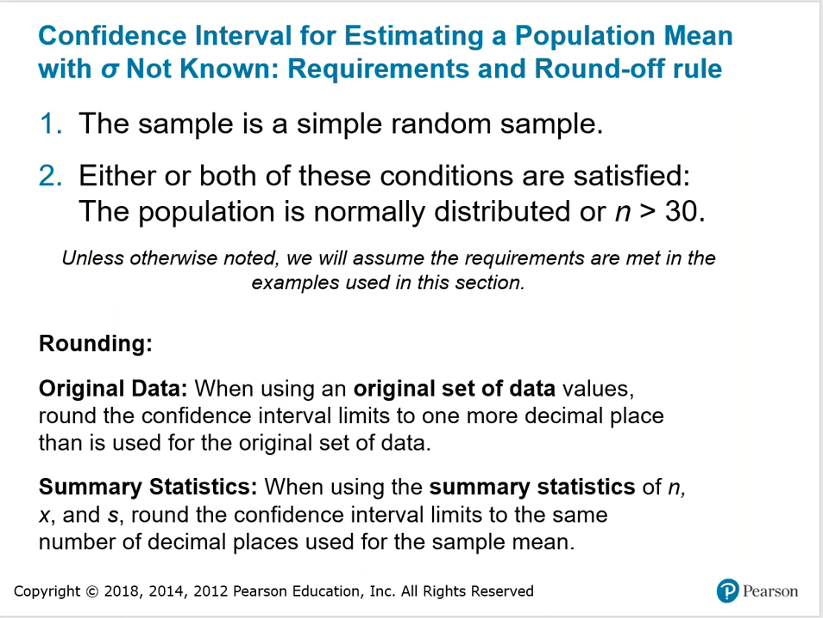The requirements that need to be met and the round-off rule. The sample is a simple random sample, and either or both of these conditions are satisfied: the population is normally distributed, or n is greater than 30. Unless otherwise noted, we will assume the requirements are met in the examples used in the section. Original data: when using an original set of data values, round the confidence interval limits to one more decimal place than is used for the original set of data. Summary statistics: when using the summary statistics of n, x bar, and s, round the confidence limits to the same number of decimal places used for the sample mean.